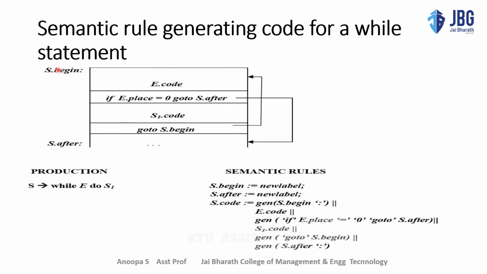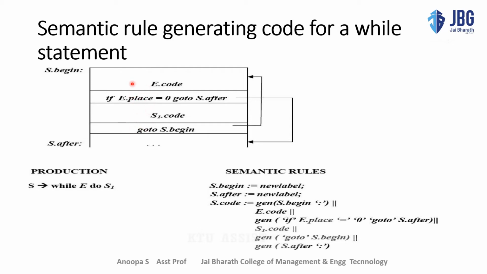Okay, so we know that when executing a while statement, a condition will be there to begin the execution. Then we will have a code. Then after, if the while statement evaluates to false, then some set of statements will be there, right? So S.begin will represent the beginning of that while. S.after is a set of codes after the while statement, and this is a set of code within the while.